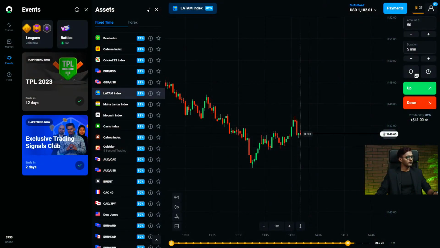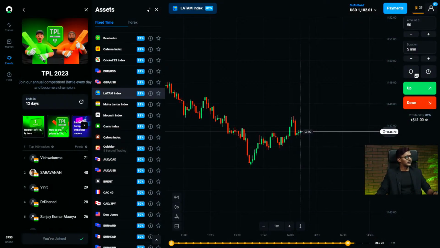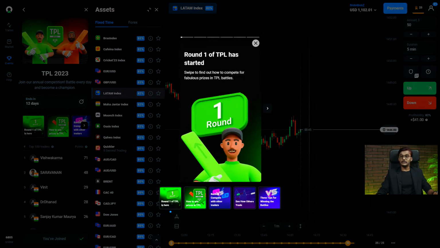So guys, let's begin. First of all, guys, I will give you information about the event. What is Trading Premier League? You know, in India right now, IPL is going on, and based on that, we have introduced our own event on Olymp Trade. So in this event, you can see that right now, round 1 is already live.